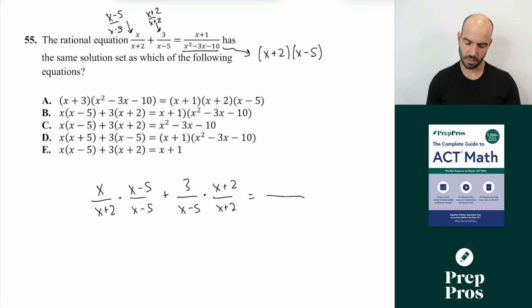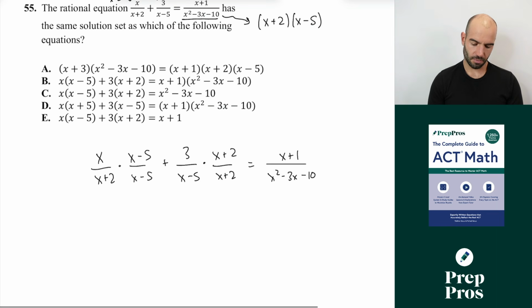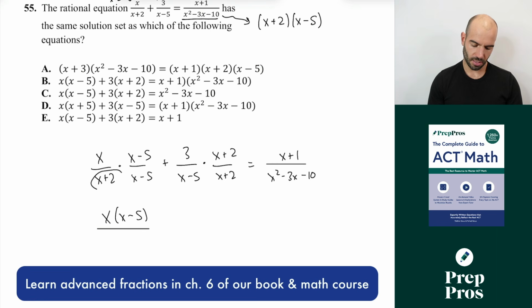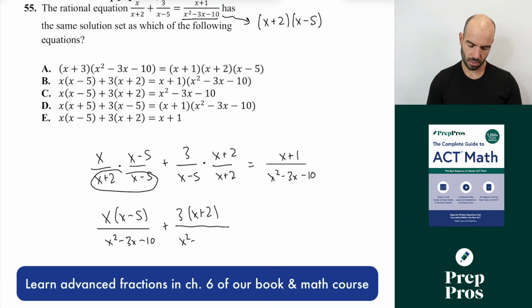And the right side is already divided by our x squared minus 3x minus 10, which remember is the same as x plus 2 times x minus 5. And there's an x plus 1 on top. So if we do that math out and multiply these together, it becomes x times x minus 5 over x squared minus 3x minus 10, plus 3 times x plus 2 over x squared minus 3x minus 10, equals x plus 1 over x squared minus 3x minus 10.